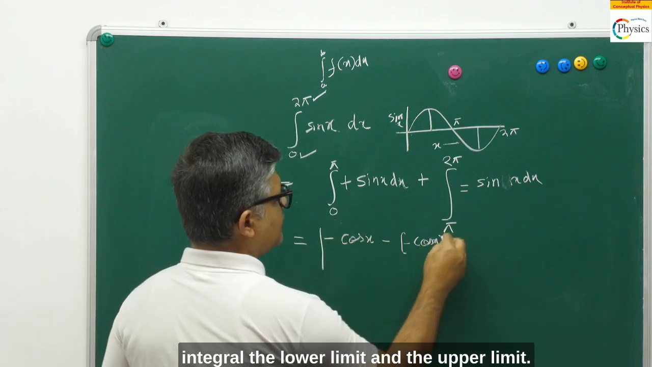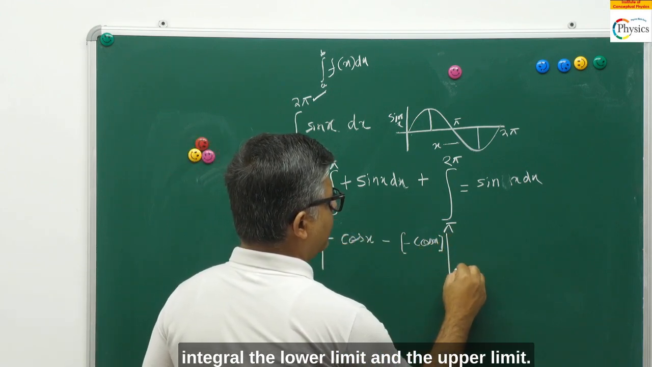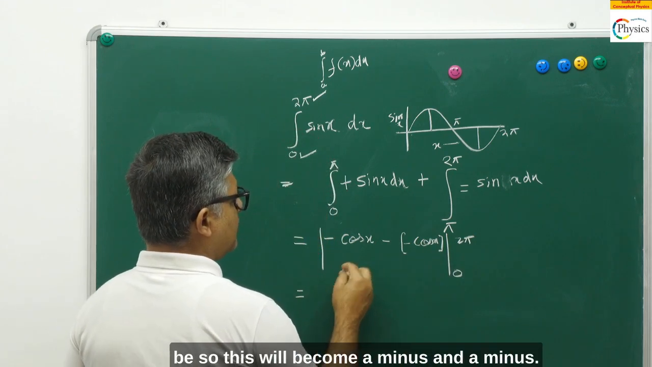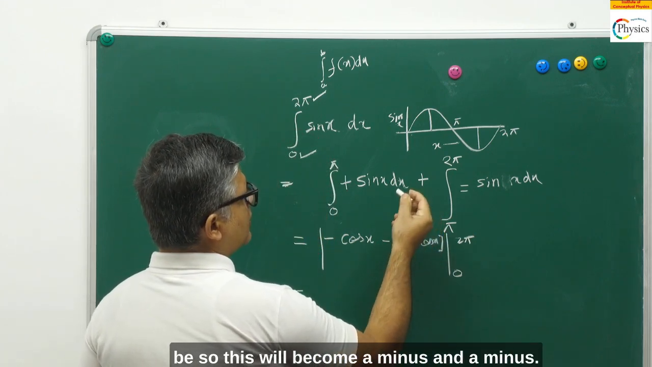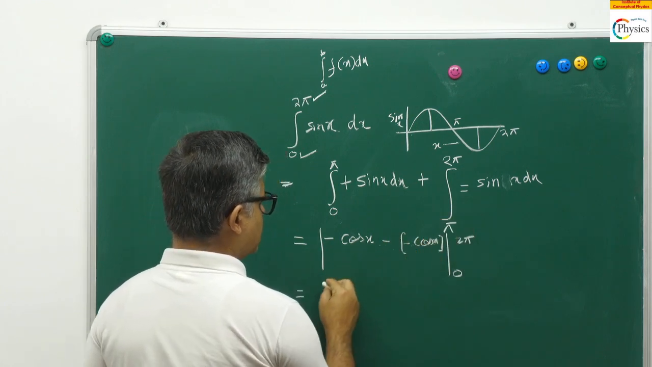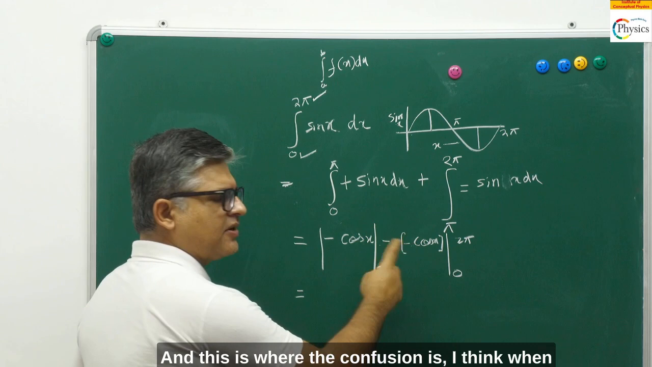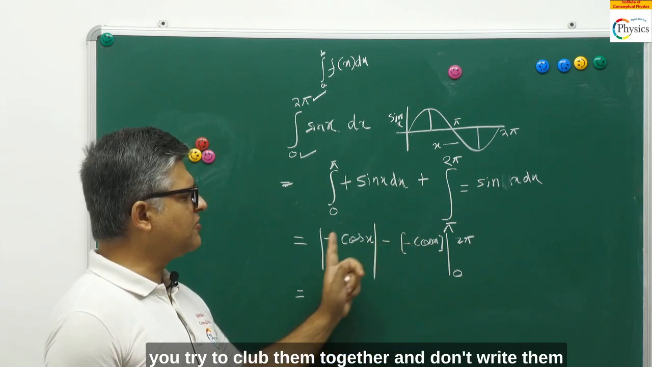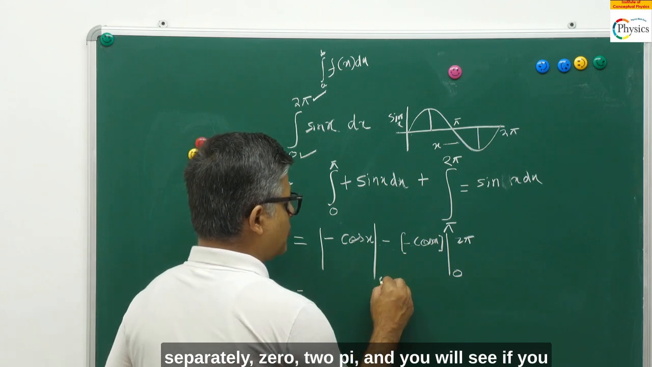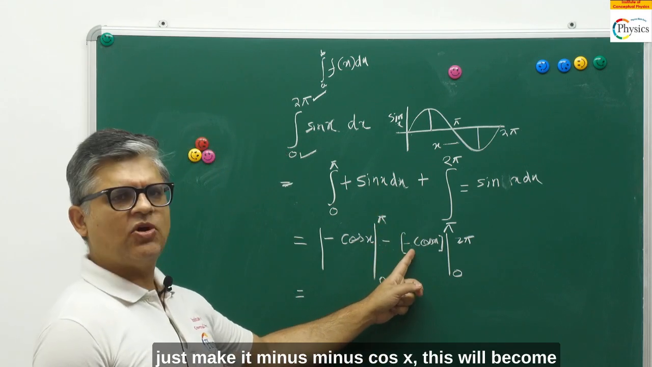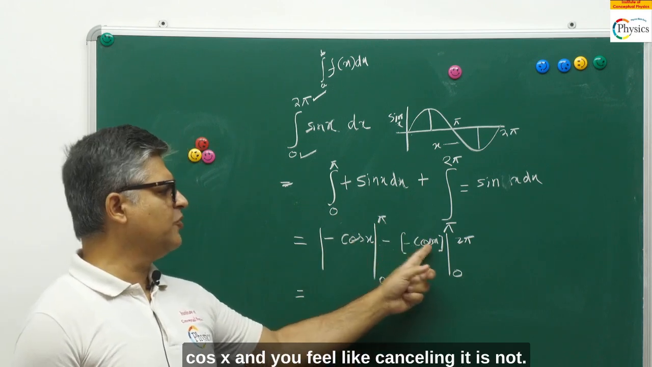and we apply the lower limit and the upper limit. Right? So let's put it this way. This will become a minus and a minus. And this is where the confusion is. When you try to club them together and don't write them separately, 0 to pi, if you just make it minus minus cos x, this will become cos x, and you feel like cancelling.